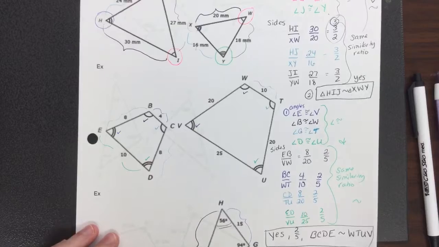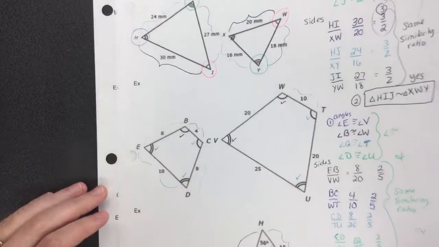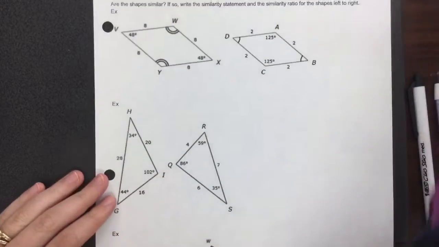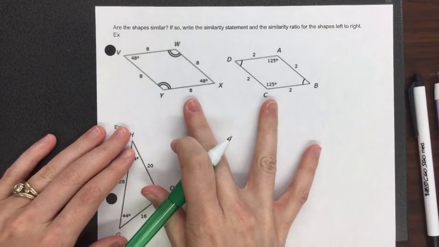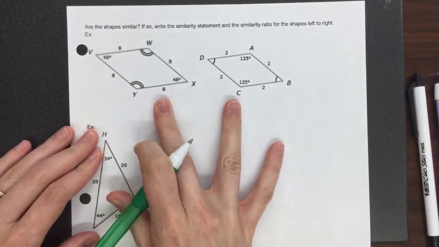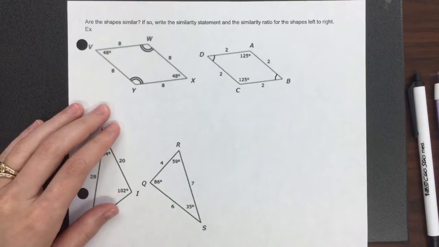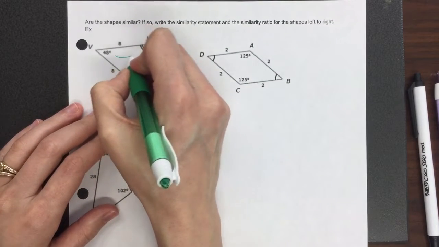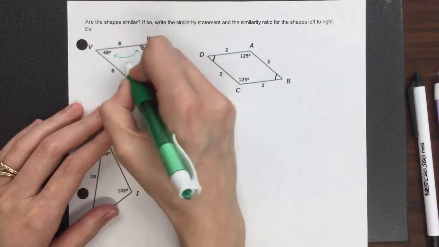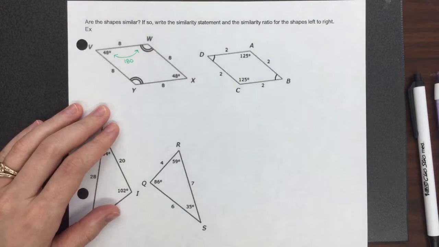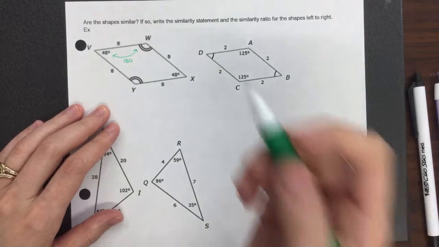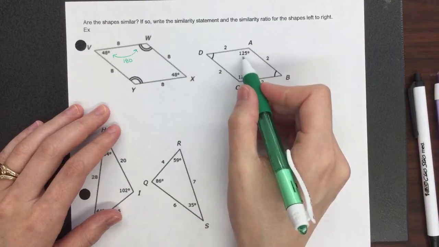So trying out some more. Looking at this one, we haven't gotten to the point where we've talked about our rules for quadrilaterals, but what I will tell you is that those two angles should add up to be 180 degrees. So when they give you shapes like this, you've got to check.